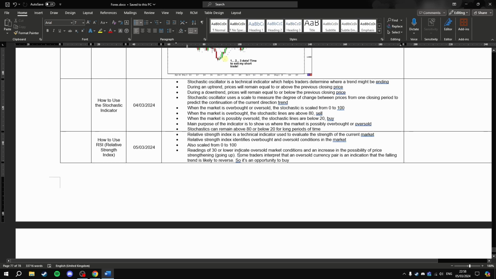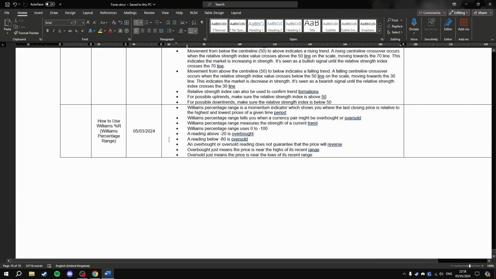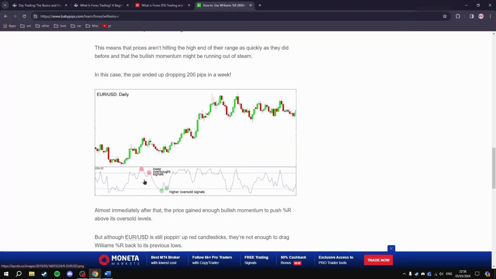Let me see. Then it's an opportunity to buy because the prices will increase, and it does. So it increases. It goes to here. It's above the minus 20. If it's above the minus 20, then it's overbought. So if it's overbought, then it's time to sell, and well, the price does drop.